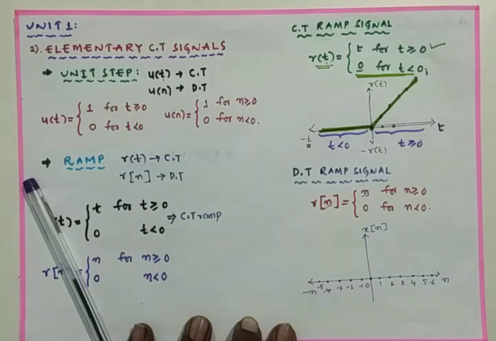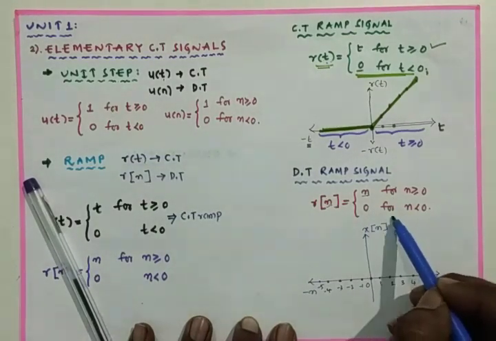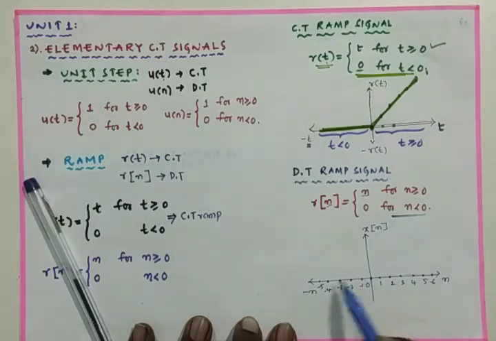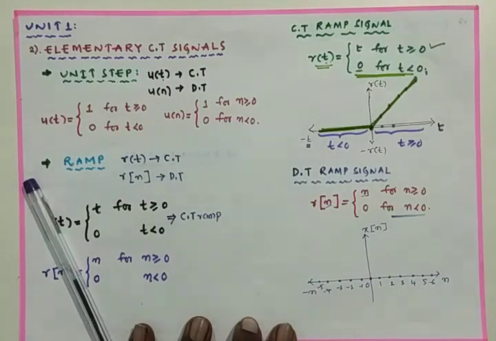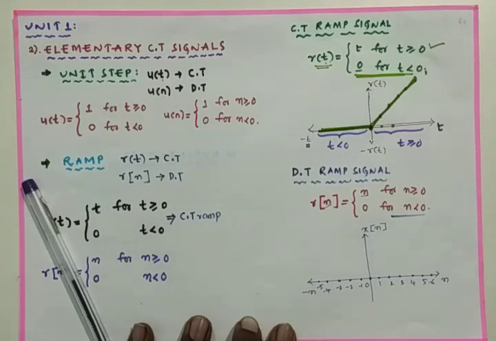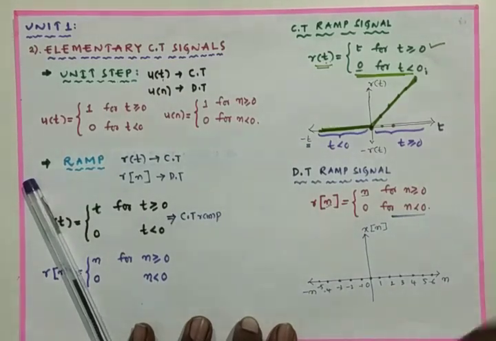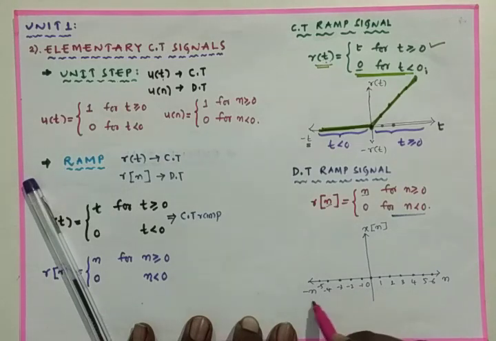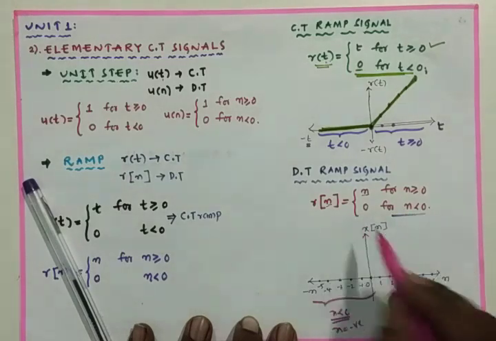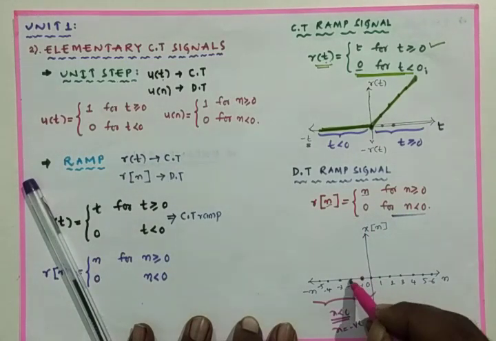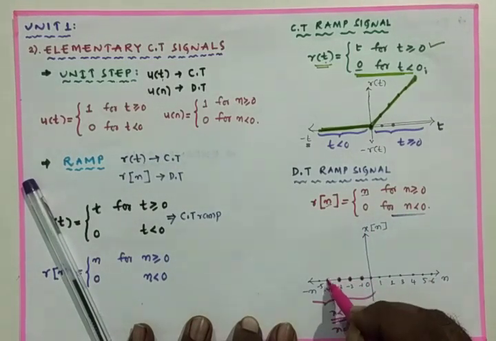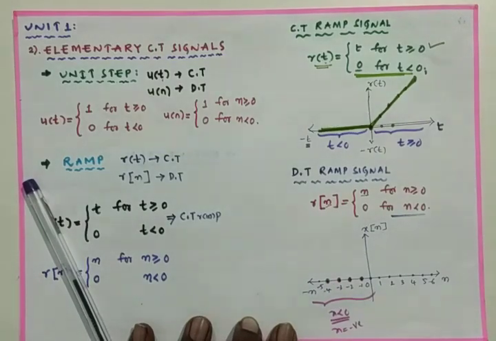For all the negative values, go with the second case. For all the negative values of n, whose amplitude is 0, we can represent that in the form of like this. So here the amplitude for all the negative values, n less than 0, that means n is negative now, whose amplitude is 0. Amplitude is 0 at a discrete instant of time.